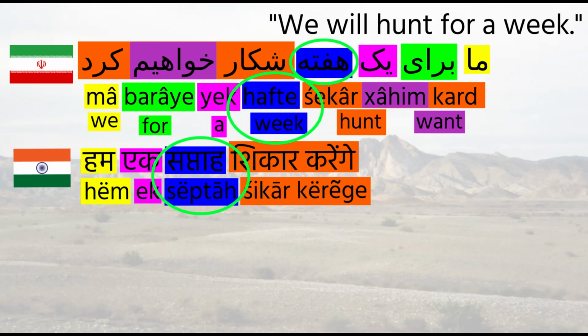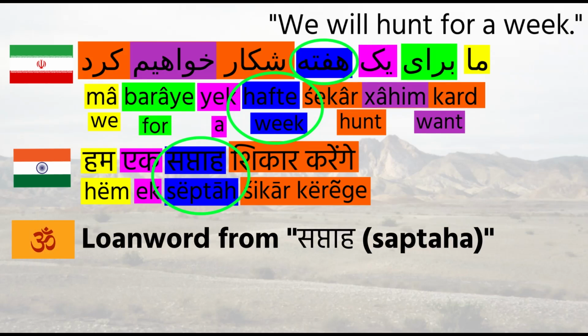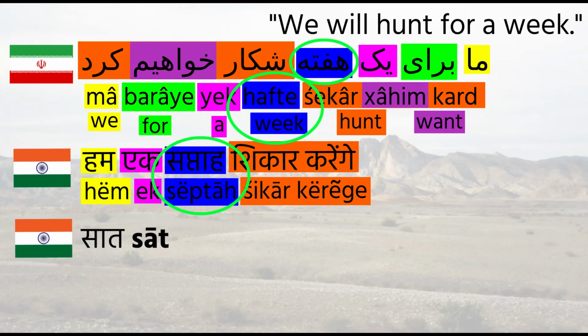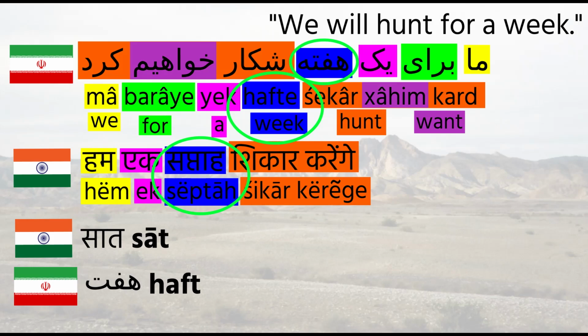Next, the word for week. هفته, सप्ताह. In Hindi, this is actually a loanword from Sanskrit. A lot of Indo-Aryan languages borrow a lot of vocabulary from Sanskrit, but within these two words, we see cognates. In Hindi, सात, and in Persian, هفت, both of these words meaning seven. Here we see an example of how cognates will look different in other languages.